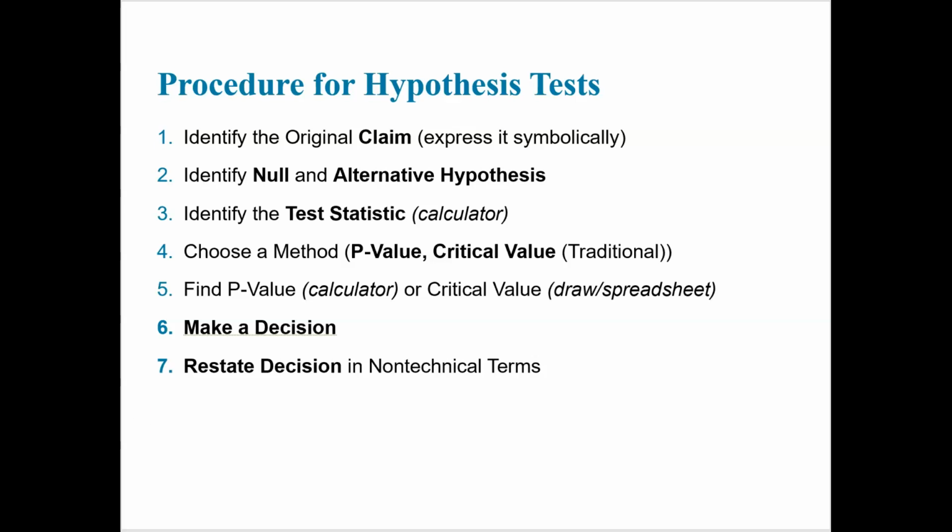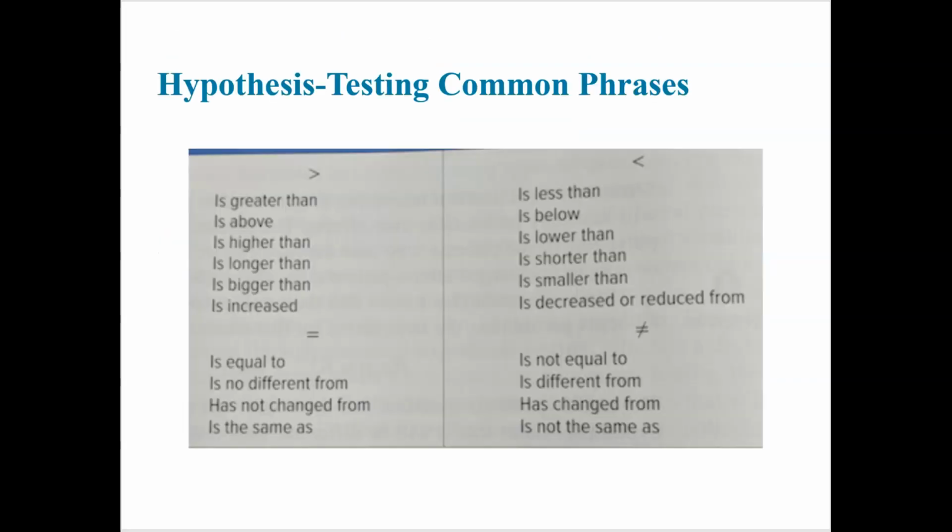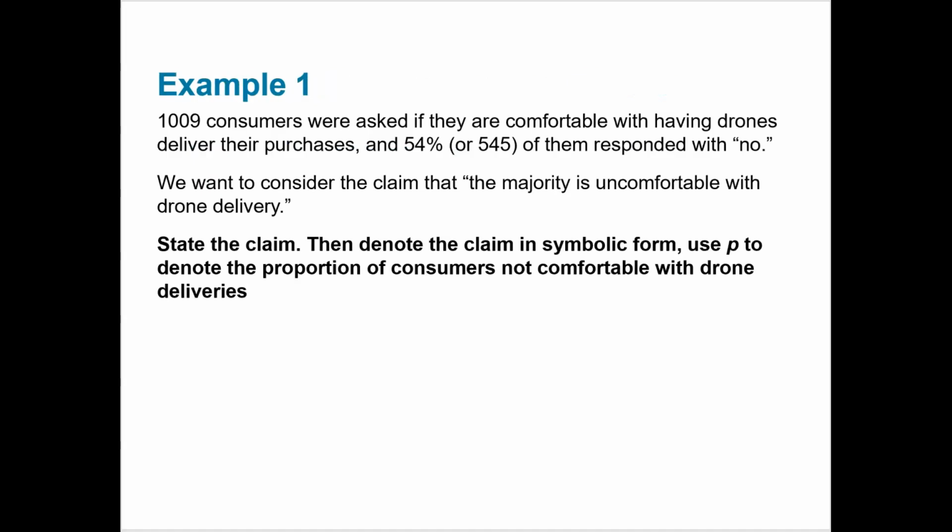So step 1, identify the claim and express it symbolically. So for symbolically, here are some common phrases that go with symbols if you're someone who's had difficulty in the past with inequality symbols. So let's look at an example here, and we're going to use this example throughout. So 1,009 consumers were asked if they are comfortable with having drones deliver their purchases, and 54%, or 545, of them responded with no. We want to consider the claim that the majority is uncomfortable with drone delivery. So it wants us to state the claim, then denote the claim in symbolic form.